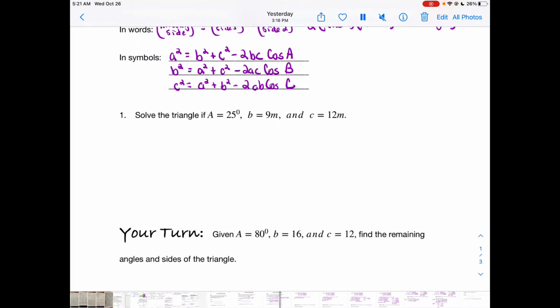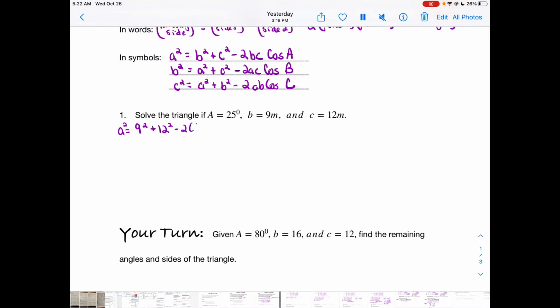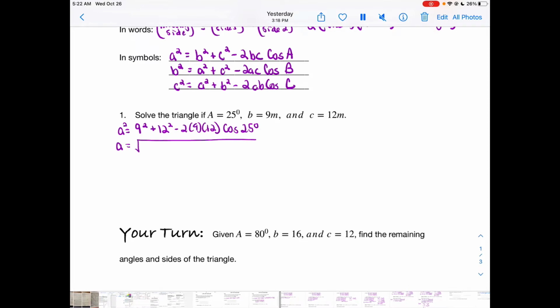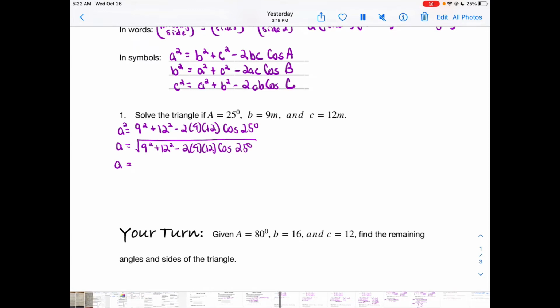We're going to solve this triangle here where angle A is 25 degrees, B is 9, and C is 12. So since I know angle A, side A is what I'm looking for. So A squared is equal to 9 squared plus 12 squared minus 2 times 9 times 12 times cosine of 25 degrees. I like to just go ahead and get A by itself, so I'm going to take the square root of all this, so I only have to type everything into my calculator at once. But if you wanted to simplify the right-hand side first, then take the square root of an answer, you can do that. But the key is you want to always save this in your calculator.